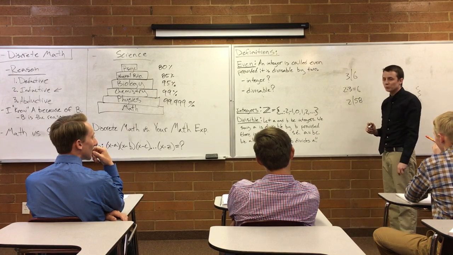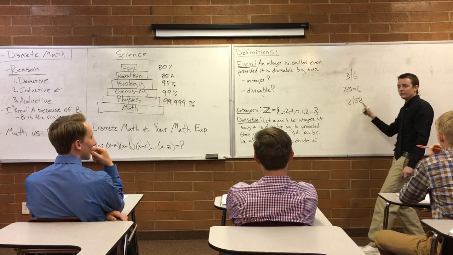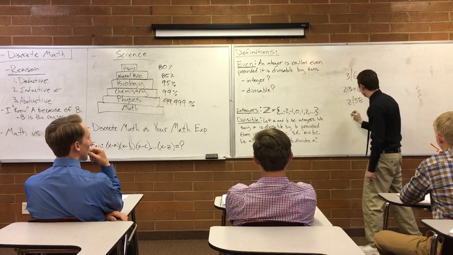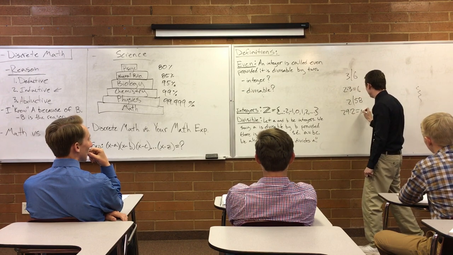58. So 2 times what is 58? 29. Thank you. So you know that 2 divides 58 because there is an integer, namely 29, such that 29 times 2 gives you 58.